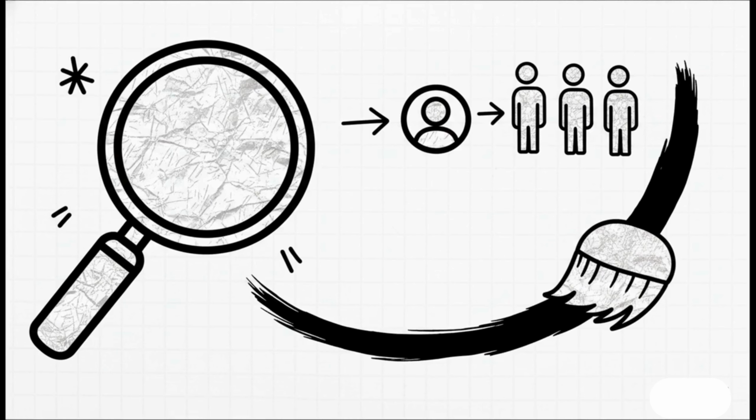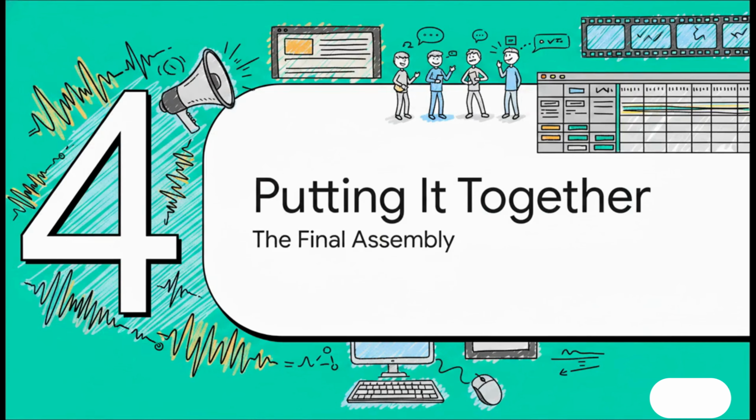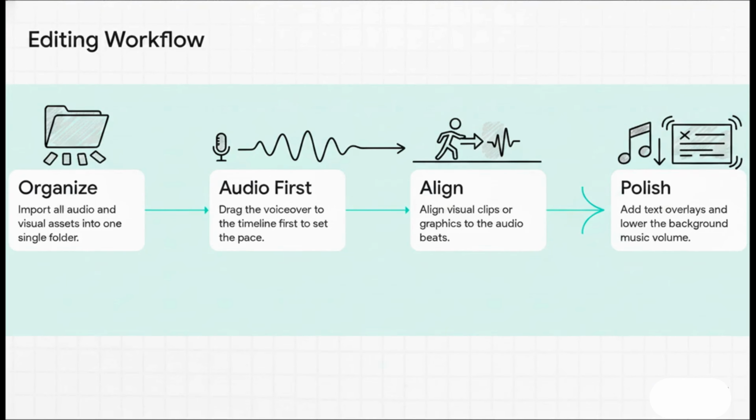Which brings us to our final step, Section 4, Putting it all together, the assembly. So we have our script, our voice, and our visuals. Now it's time to actually build this thing in an app like CapCut or Canva. It's a pretty linear pipeline.